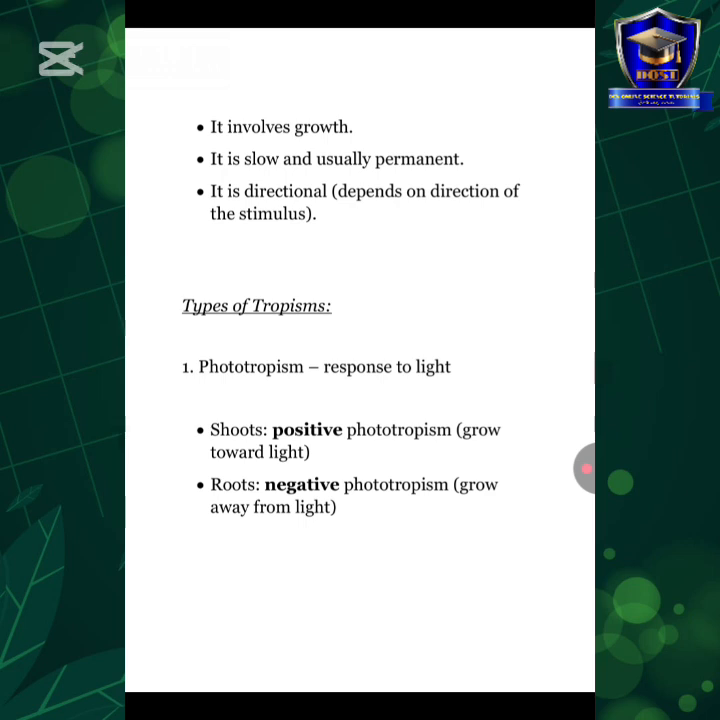Okay, so we have different types of tropism. Four types actually. So the first one I'm going to be looking at is called phototropism. The word photo means light. Okay, so phototropism is actually a response to light. Okay, so you can see the examples I gave.